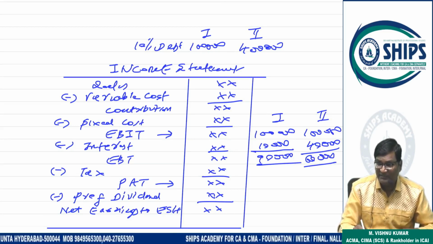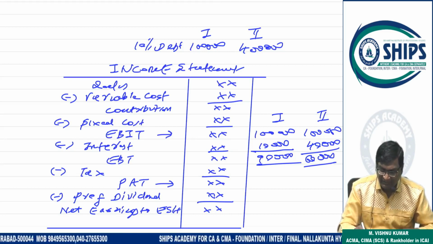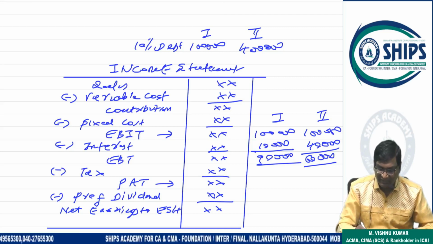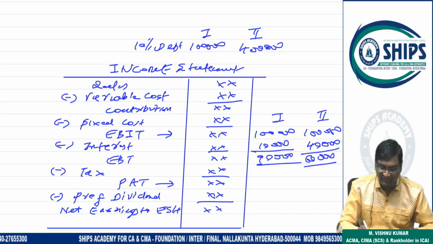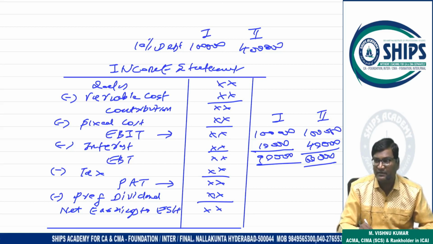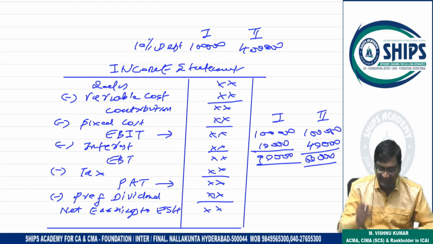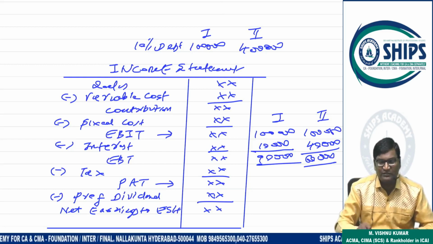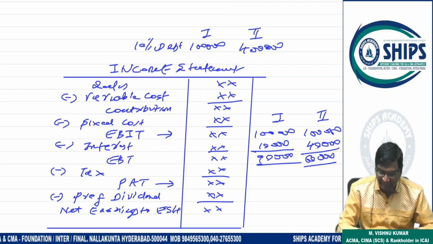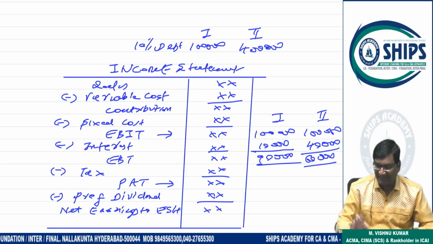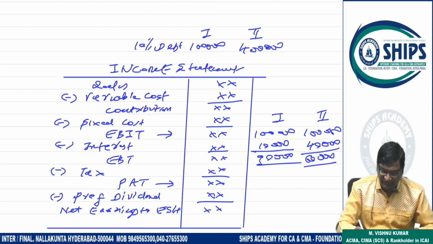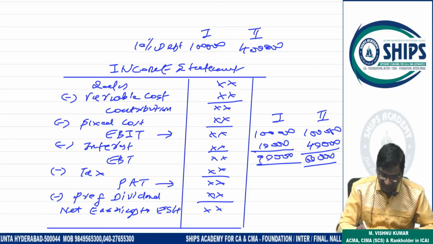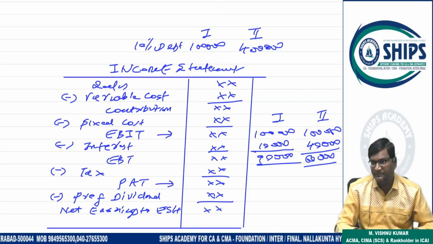Because of debenture interest, it means in the second situation risk is high. So this risk is finance risk. In the first situation risk is less, because there I only have to pay 10,000 interest. In the second situation I have to pay 40,000 interest. So in the second situation risk is high, so earning decreases. In the first situation risk is less, earning is also higher.